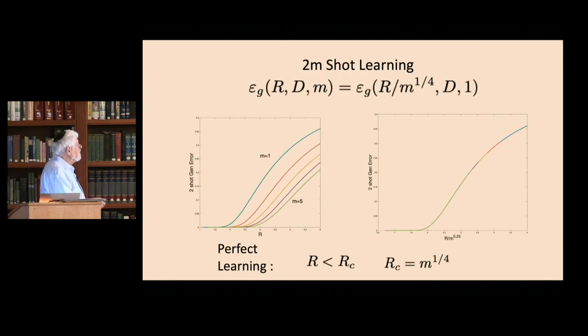Another interesting result is what happens if you have more examples. If you have m points per ellipsoid, there's a very simple scaling law which says it's the same story. You can collapse all these curves onto one scaling curve, but simply the effective r, the effective radius, is scaled by m to the 1/4. So it's a very simple scaling law predicting how the performance improves when you add more examples per manifold in this few-shot learning. So that's a very nice theory about ellipsoids. You can ask, okay, what does this have to do with real life? Data is not ellipsoids. Who knows what they are?